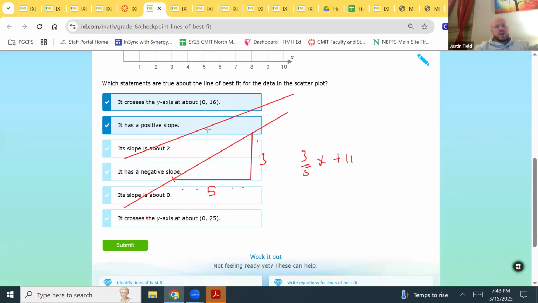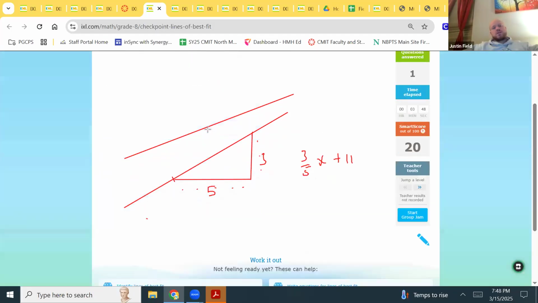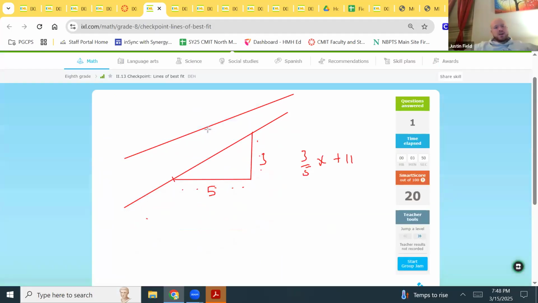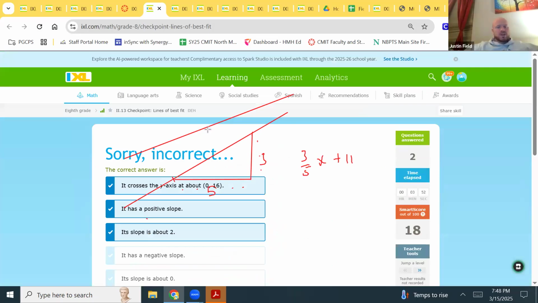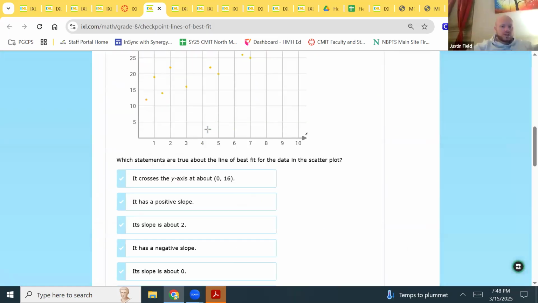Is it terrific? Come on, tell me it's terrific. It's incorrect. What did I miss? A slope of about 2. Well, there you go. So hey, you want to see what's wrong? Look at the answer.